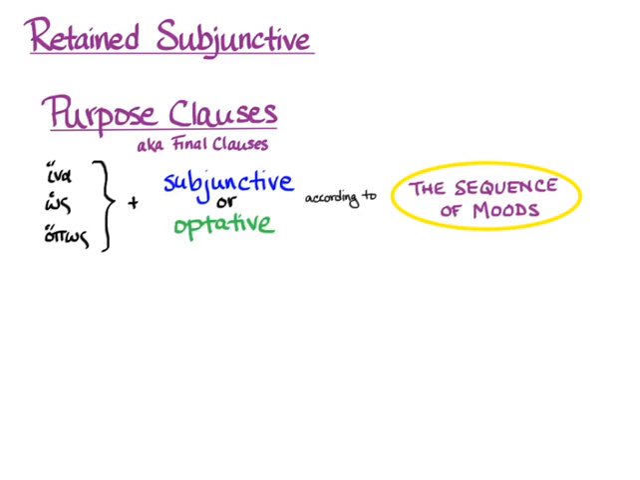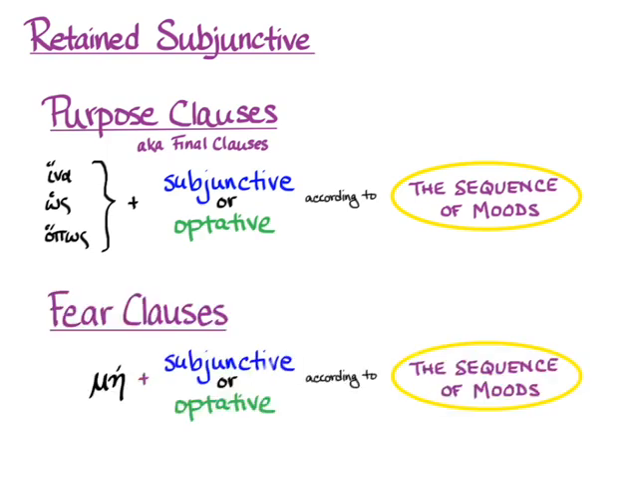subjunctive or optative according to the sequence of moods. So if the introductory verb is in the primary sequence, we choose the subjunctive. And if it's in the secondary sequence, some verb in past time, we choose the optative. The same goes for fear clauses, where the conjunction is mē, but everything else is the same.